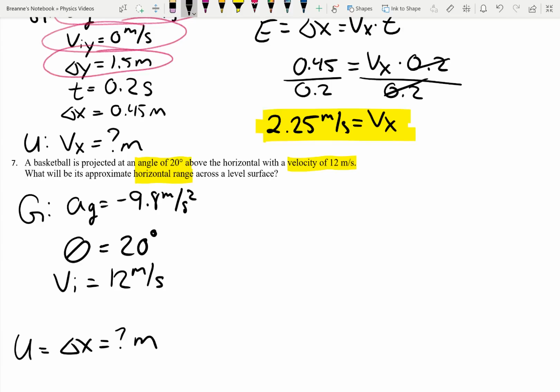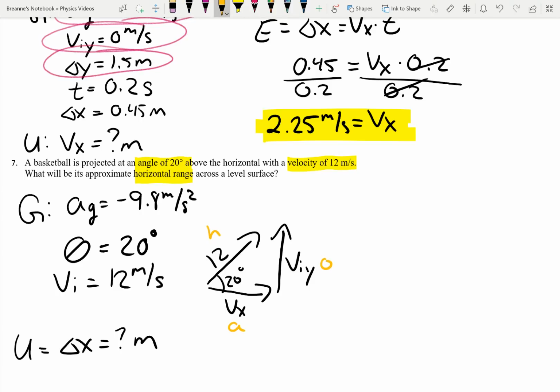So we have a velocity at an angle. The first thing we need to do is break it down into its x and y components. So our angle is 20 degrees, and we know that is 12. So that becomes our velocity in the x. That becomes our initial velocity in the y. Another thing it becomes, we know that's hypotenuse, adjacent, opposite.